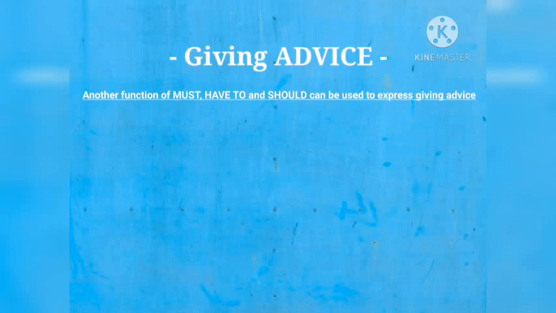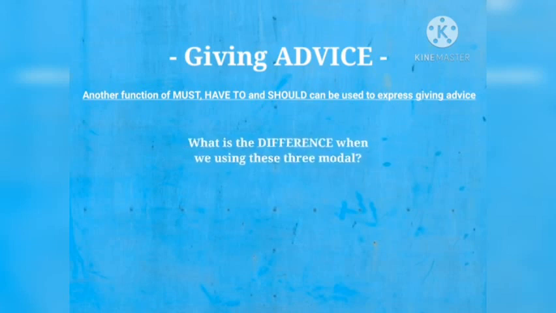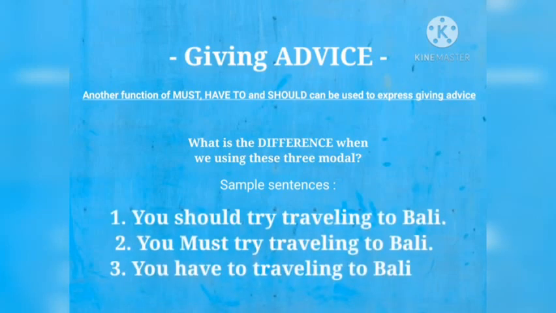Then, another function of must, have to, and should is that they can be used to give advice. Let's look at the difference when we use these three modals in sentences. The first, you should try traveling to Bali. The second, you must try traveling to Bali. And the last is, you have to try traveling to Bali.